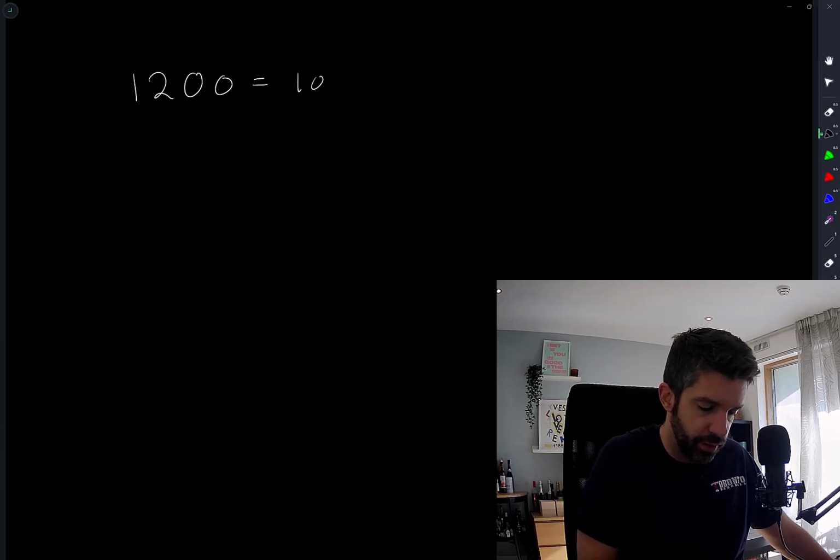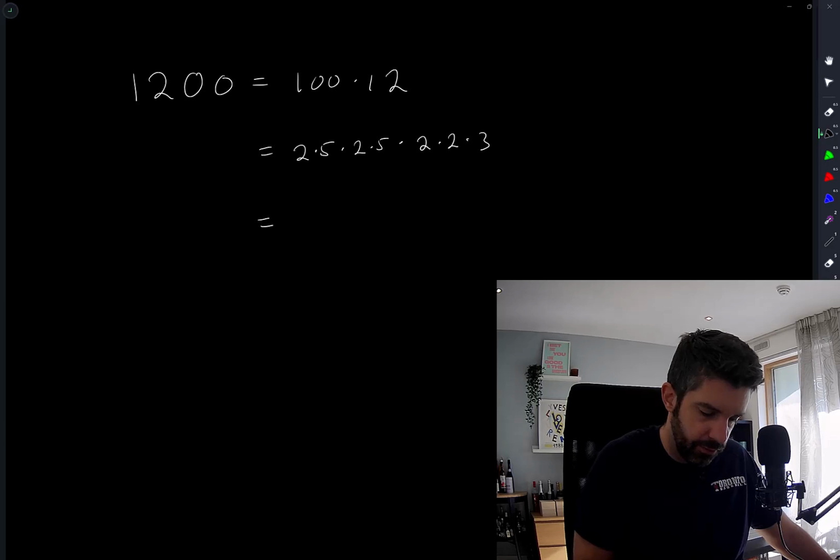So first, let's just keep dividing this by things. This is equal to 100 times 12, which is equal to 2 times 5 times 2 times 5 times 2 times 2 times 3. So that's 2 to the 4 times 3 to the 1 times 5 squared.